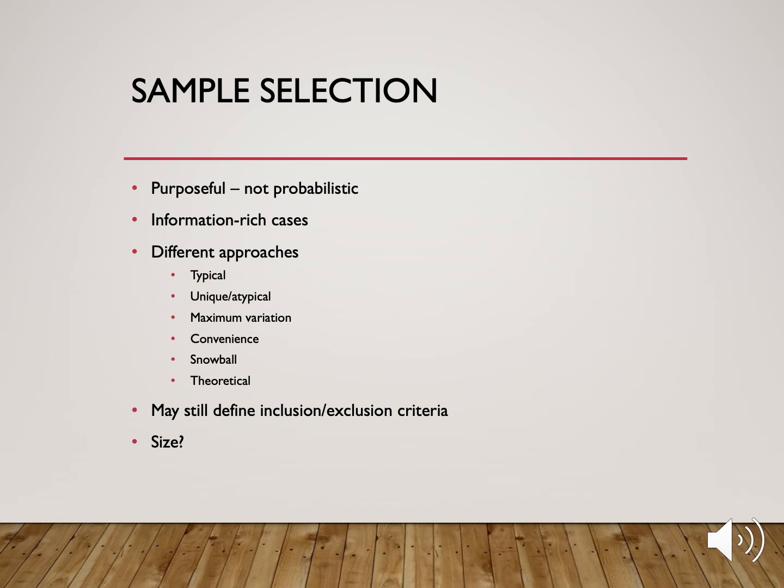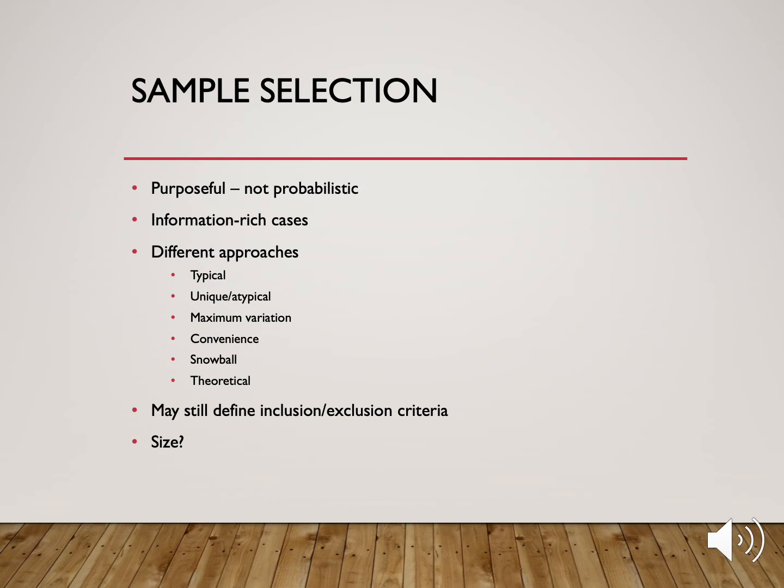Sample selection in qualitative research is purposeful, not probabilistic. So we don't do a power analysis. We don't have a certain threshold of a sample size that we need to attain for our research to be valid. But we do want to target information-rich cases and people who are going to best be able to help us address the study question.